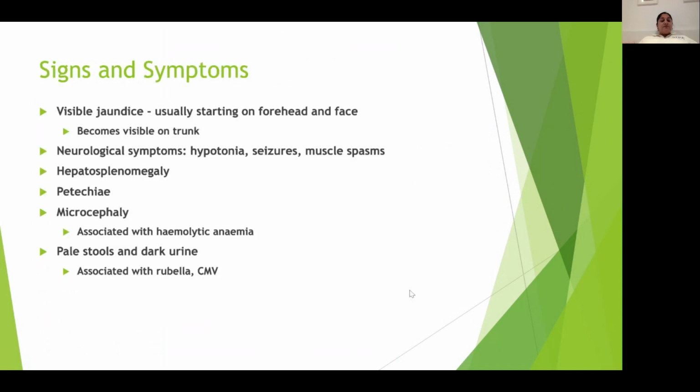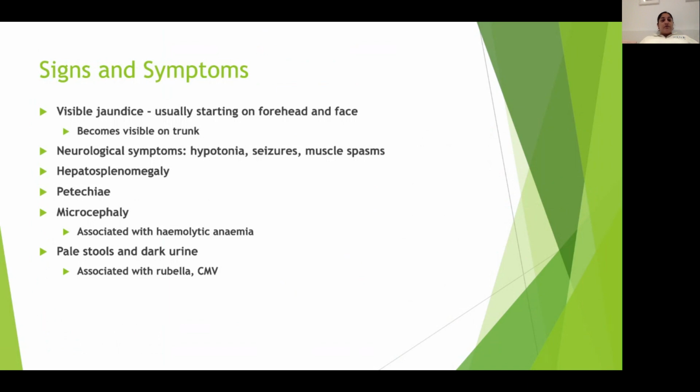Some of the signs and symptoms that we would look for in a baby who is jaundiced: obviously, are they visibly jaundiced? Sometimes it starts in the forehead and the face, but it can become visible on the trunk as well. And like I say, the soles of the feet are also something you've got to look at, because babies might become jaundiced only from there. So it's really important to have a good look throughout the whole of the baby.